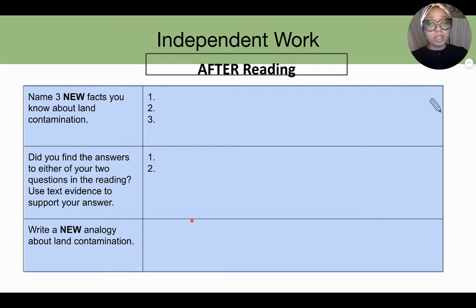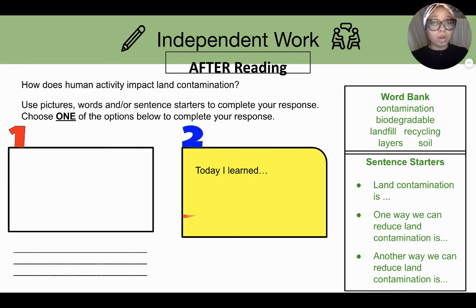Now you can fill out this chart that your teacher has already provided for you in the slides. Or you can finish by completing one of these exit slips. The question you must answer is, how does human activity impact land contamination? Remember to use words, pictures, or sentence starters to complete your response. Use evidence from the text. You must choose one of the options below.